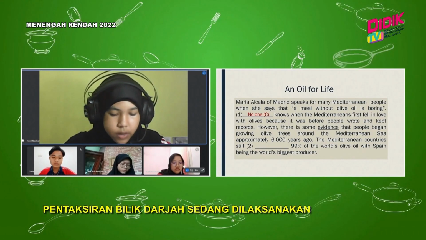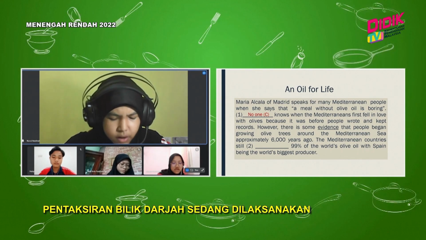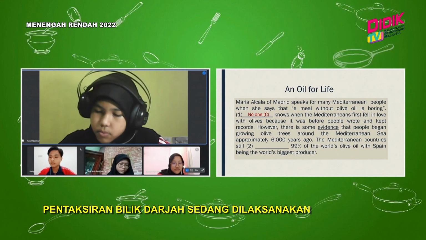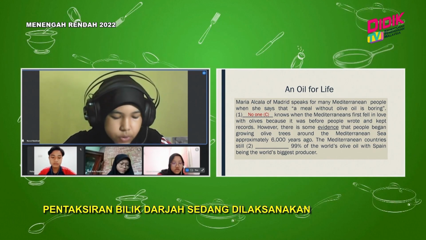However, there is some evidence that people began growing olive trees around the Mediterranean Sea approximately 6,000 years ago. The Mediterranean countries still produce 99% of the world's olive oil, with Spain being the world's biggest producer.